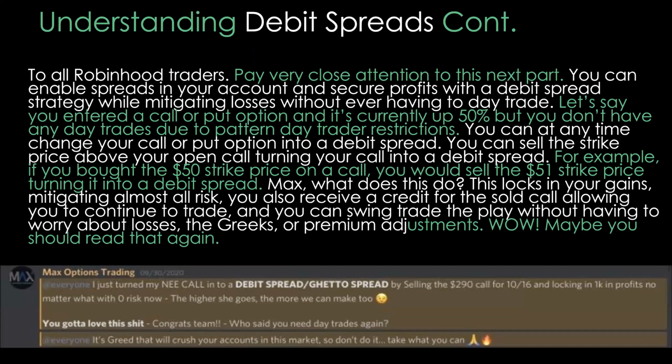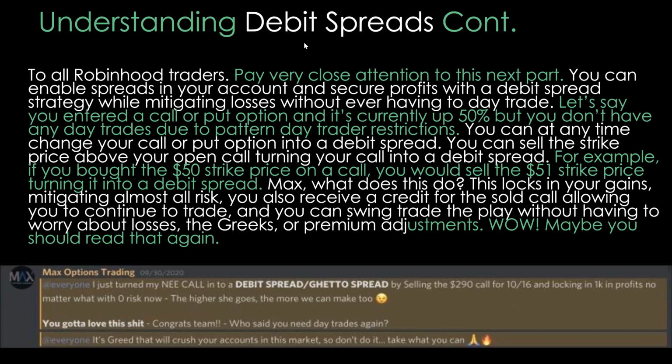All right, pay very close attention to this next part, for this whole class. If you enable spreads in your brokerage, whether it be Robinhood, TradeStation, TOS, Webull, whatever brokerage you use, if you have options level 2 or 3, you should have access to debit and credit spreads, covered calls, and such. You want debit spreads for this. So make sure you have access to debit spreads in your account before we begin.